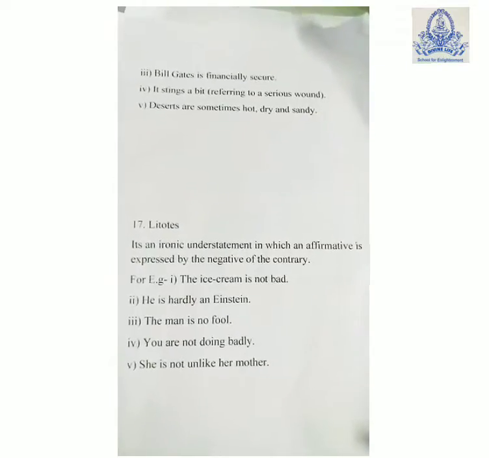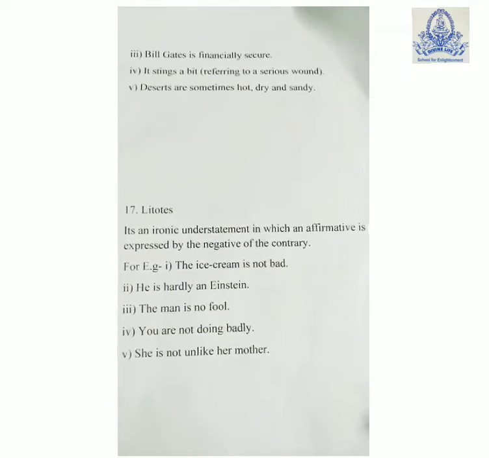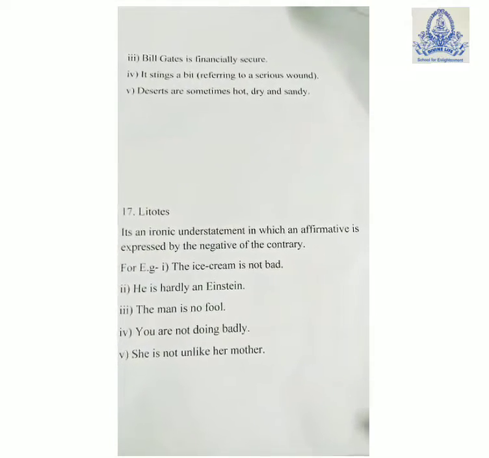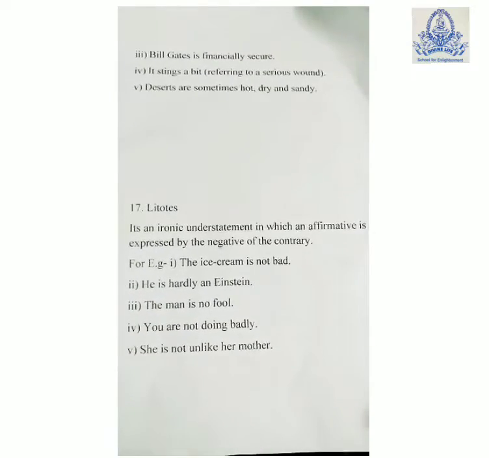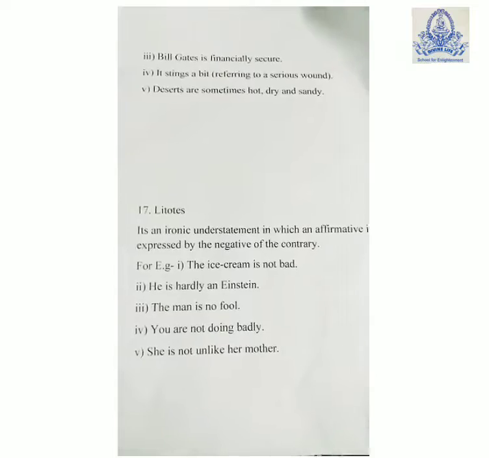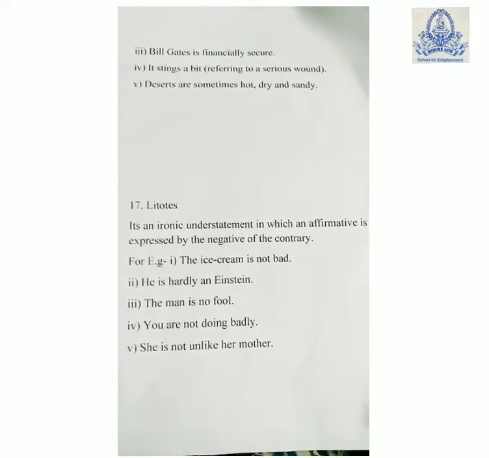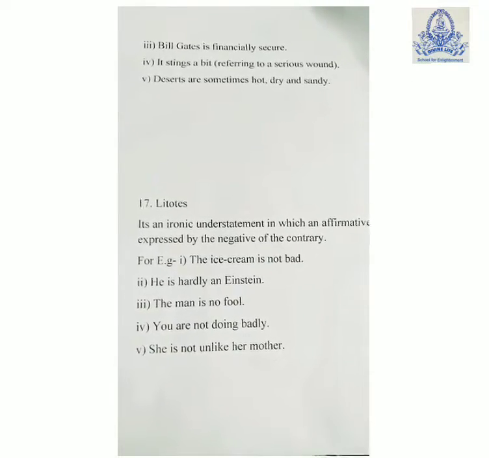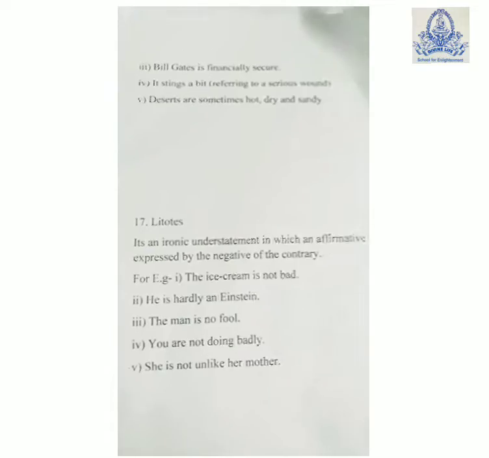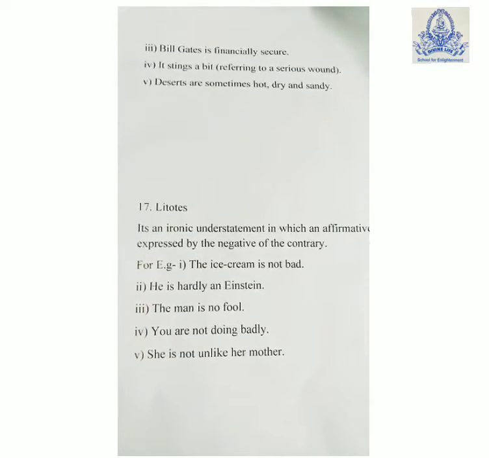Next one is litotes. Litotes is an ironic understatement in which an affirmative is expressed by the negative of the contrary. Actually, in this sentence, we want to say a positive thing, but we use negative words in it. For example, the ice cream is not bad. Actually, I want to say that the ice cream is good, but some people have the habit of speaking such statements.